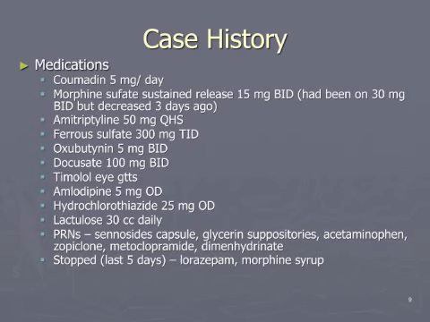The ones you might be particularly concerned about with regards to her cognitive state would be the morphine she's taking, the amitriptyline she's taking, and the oxybutynin she's on for her bladder. You'd also wonder about the PRNs listed here and how many of them she might be taking. You also might be wondering about what drugs she stopped, and she did stop lorazepam and was also on morphine syrup, which was stopped rather abruptly.